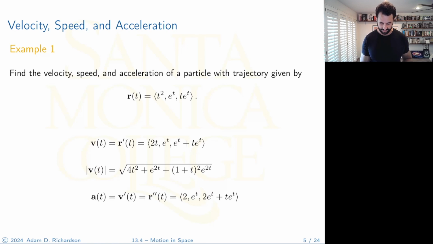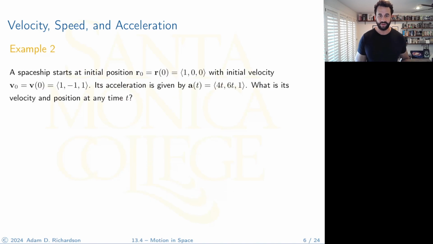So the velocity vector is just the position differentiated using basic single variable differentiation rules, product rule right here, and then we find the length of that vector just by using the distance formula, or that formula for the length of a vector. And then for the acceleration, we differentiate the position vector again, and we get this for the acceleration. And that's it. That's the basics of it. So not too bad. All right, next example.